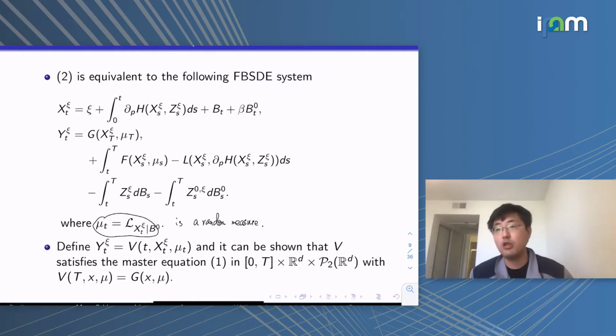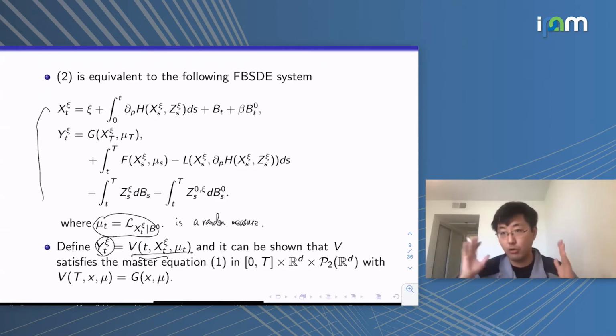Okay, if there's no common noise, then this is deterministic. And then we define this value function V_t(x_t, ξ, μ_t) by this. And you might wonder why this is well defined. This is coming from the uniqueness, at least local uniqueness, of this FBSDE system.